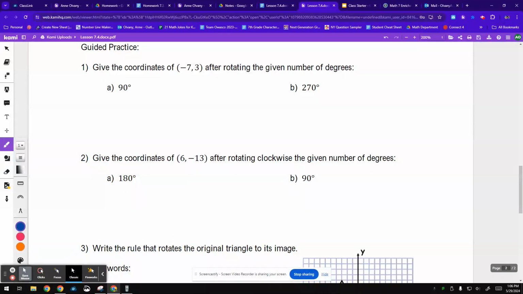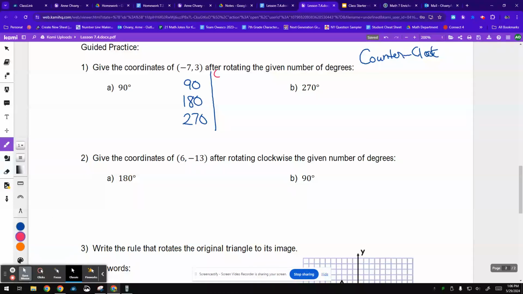Ready? Give the coordinates of negative 7, 3 after rotating the given number of degrees. The first thing I noticed is it did not tell me which way to rotate, which means it's counterclockwise. All right? Now, I have to know the rules. So I'm going to make myself a little chart. I can go 90, 180, 270. Agreed? That's how we turn.